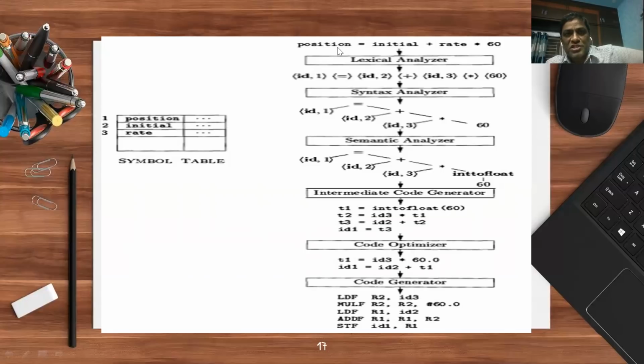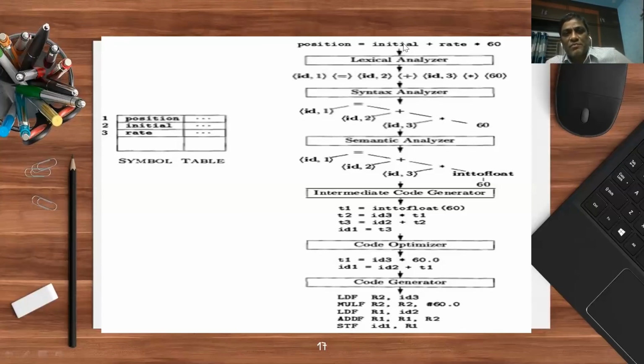The first one, position, is an identifier, so it represents that identifier as ID comma 1. Its position is 1, so position is the first identifier, followed by another token, which is an operator. It is directly written as is equal to, but you can write it as OP comma its type, OP comma equals. In some books it will be written as OP comma E, where E stands for equals. It depends. You can use another notation also, but I am directly writing this equal to symbol.